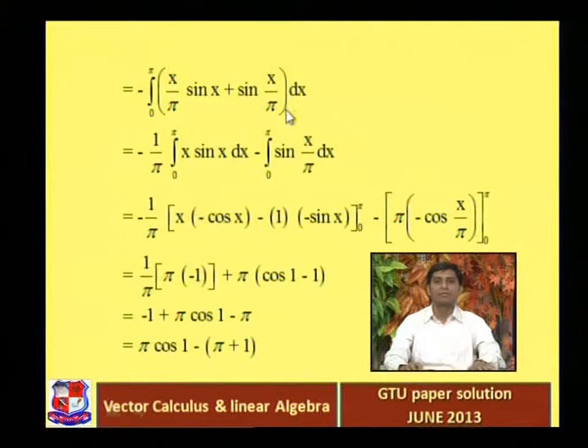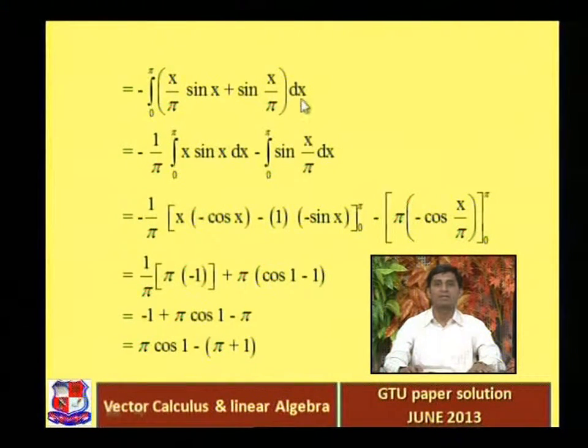Now next we have to integrate with respect to x. So here, for the integration of x sin x, 1 upon pi will be constant, so that will be outside the bracket: minus 1 upon pi integration from 0 to pi x sin x dx minus integration 0 to pi sin x upon pi dx.